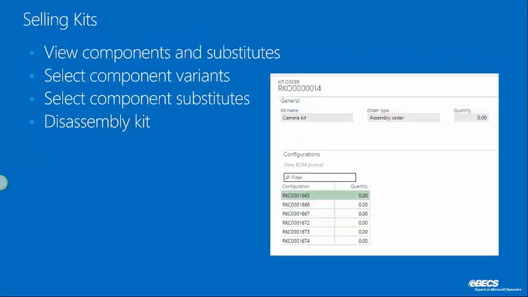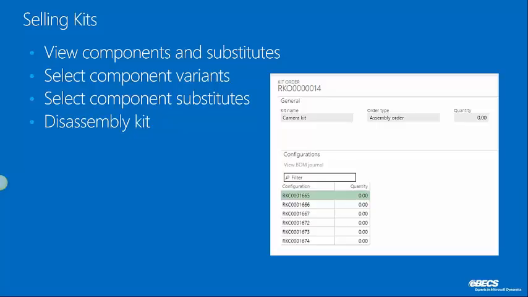So when you're selling your kits, you're going to go into kit orders in retail, view the components and the substitutes, select what variants you want to choose, and it'll automatically create a BOM journal that will assemble that kit and then deduct inventory for whatever components or substitutes are included in that configuration.